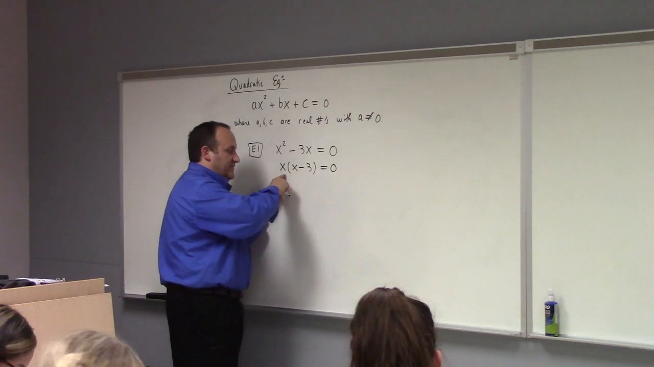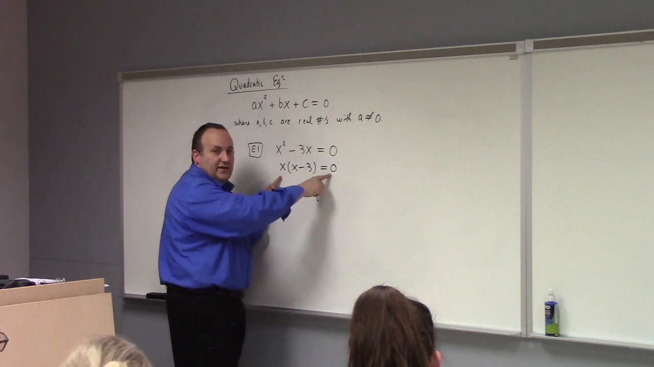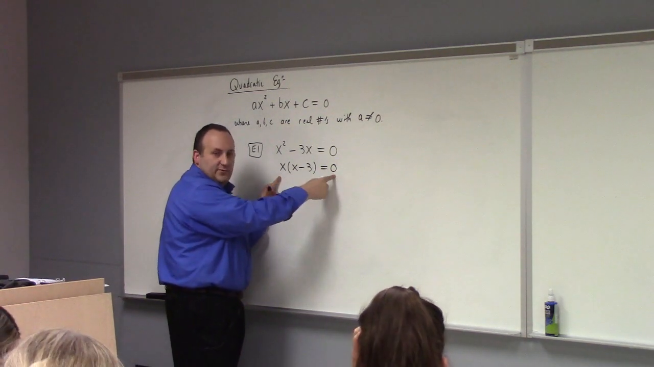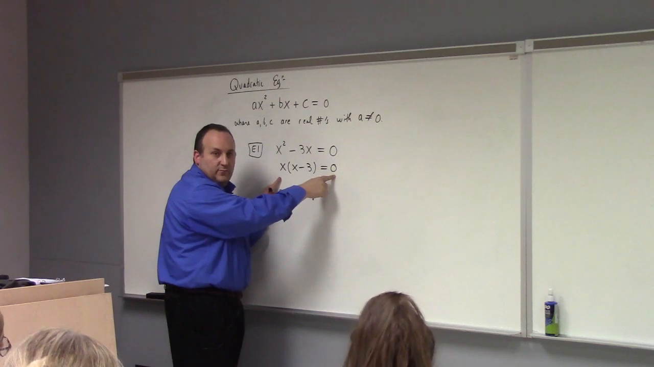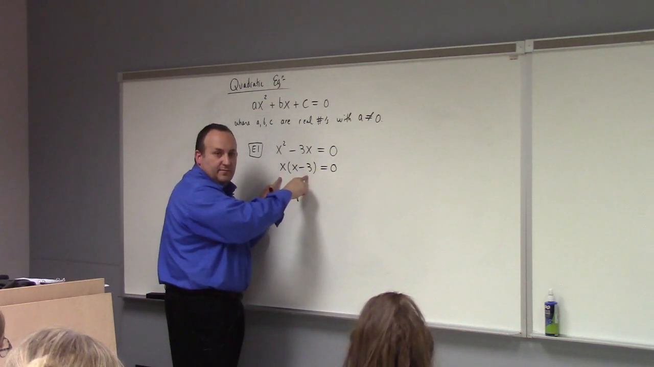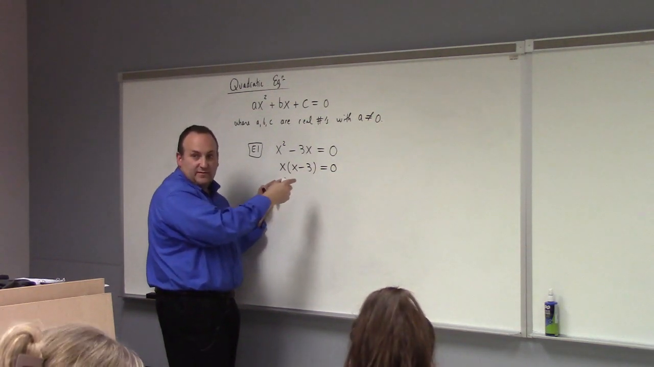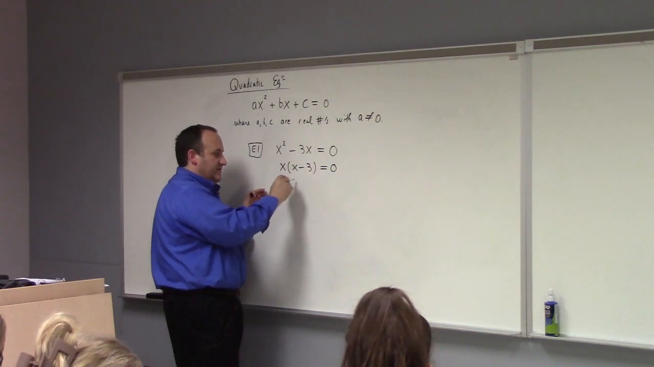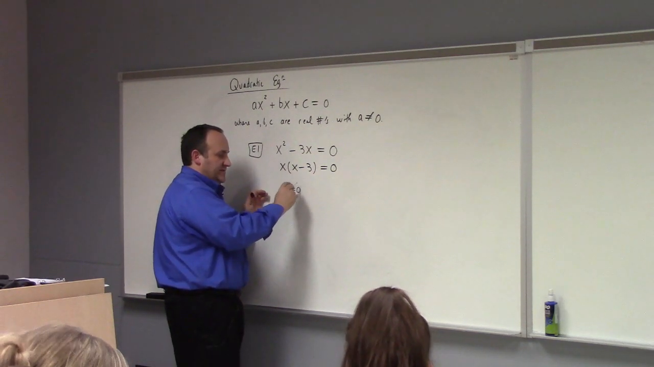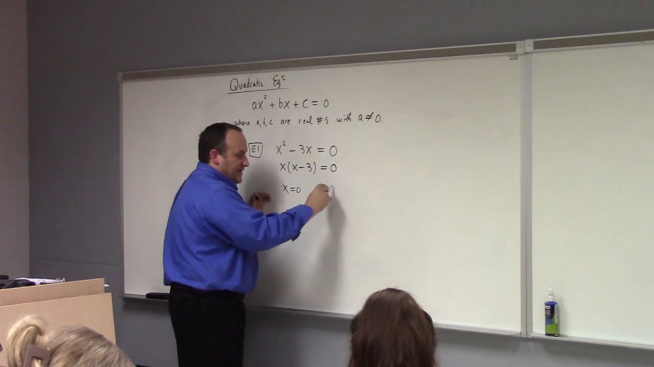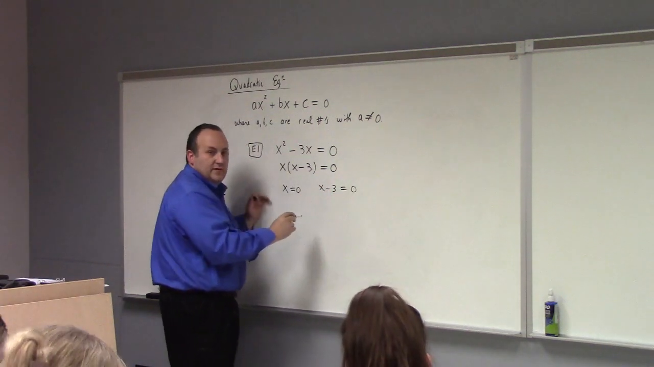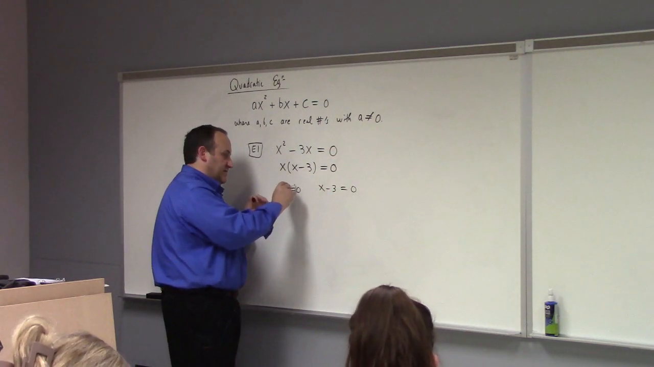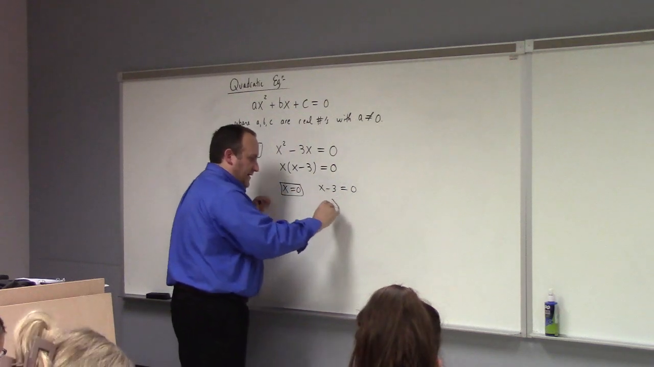The logical principle you're using is if you have a product of two things equal to 0, one of them or the other of them must be 0, or they both could be 0. So that gives us either x equals 0, or x minus 3 equals 0. So what are my solutions? x equals 0 and x equals 3.